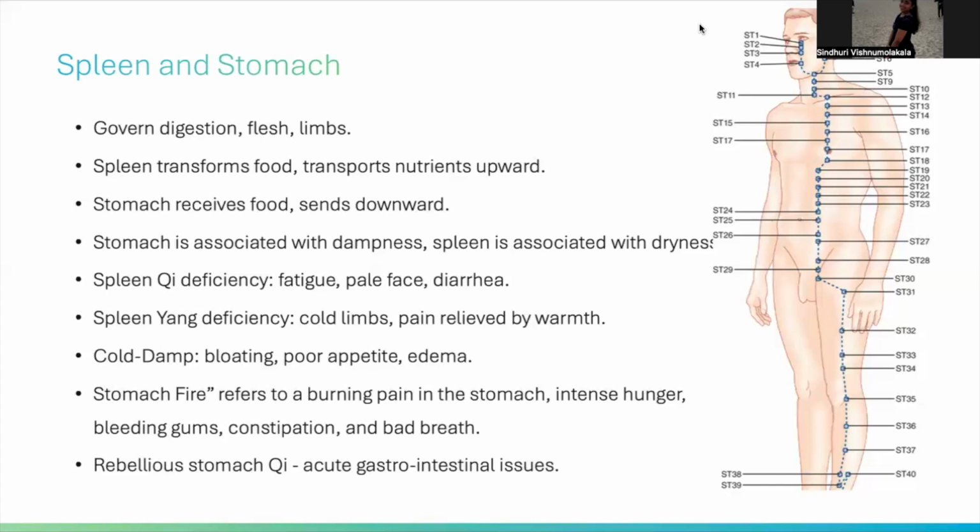Now, cold and dampness in the spleen is a common syndrome. Like we said, the spleen represents dryness and the stomach represents dampness. Any deficiency leads to bloating, poor appetite, and edema. Stomach fire refers to a burning pain in the stomach, intense hunger, bleeding gums, constipation, and also bad breath. Rebellious stomach qi leads to diseases like acute gastrointestinal diseases.